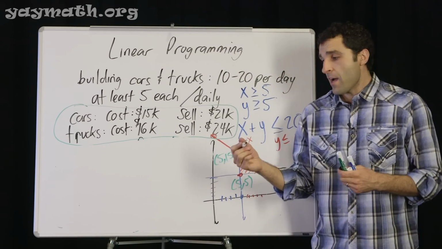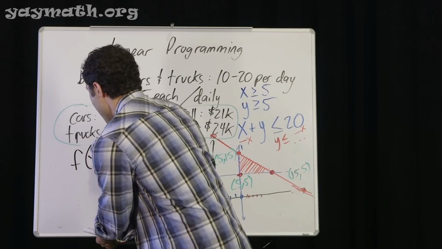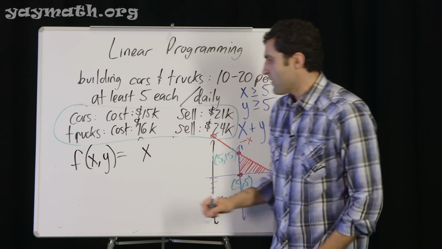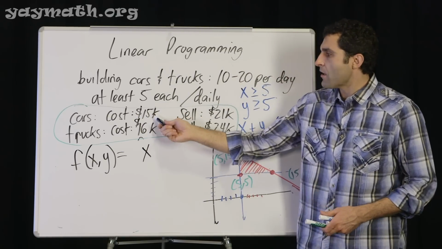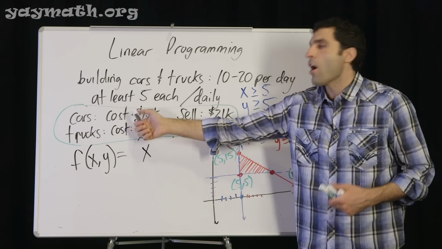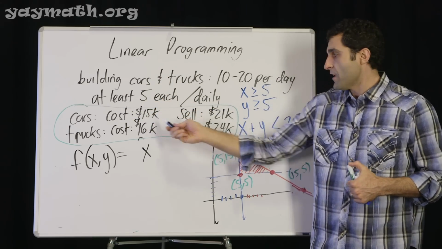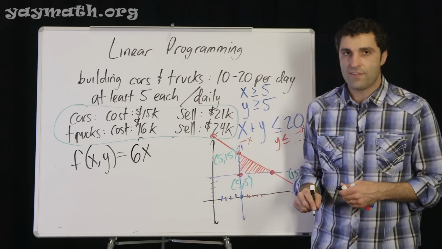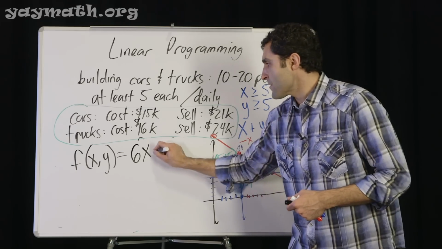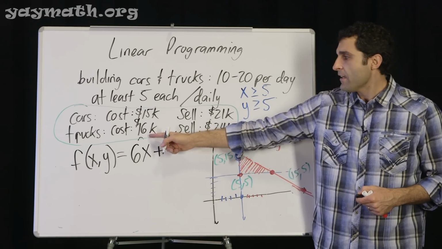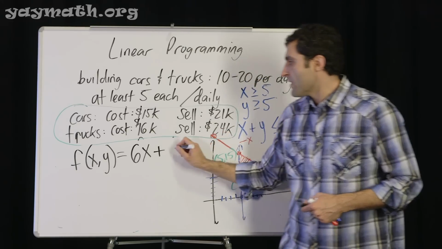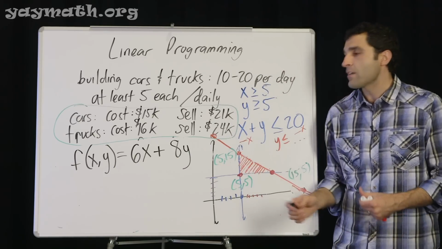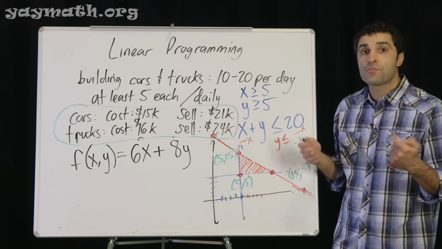And we need our profit model now. That is f of x and y is our profit. Let's talk about it. What is the profit for all cars? Well, the cost to make the car is 15, and the price to sell is 21. Do you agree that is a $6,000 profit for every car? Plus, cost to make a truck, 16K. Cost to sell the truck, 24K. That is 8,000 for every truck. So this represents the profit made on all cars and trucks that we produce within our factory.